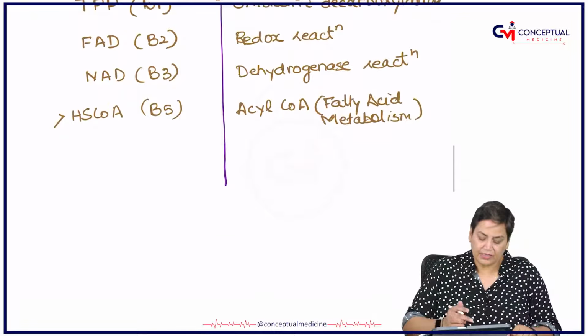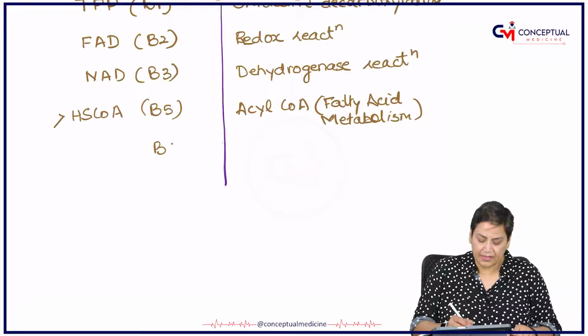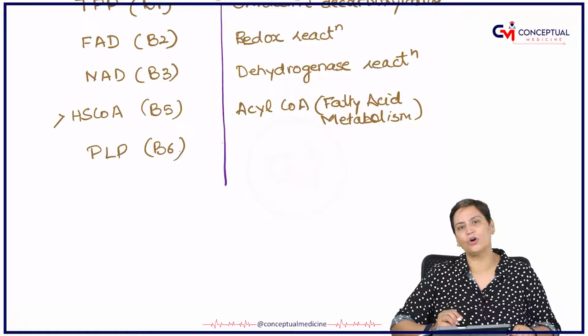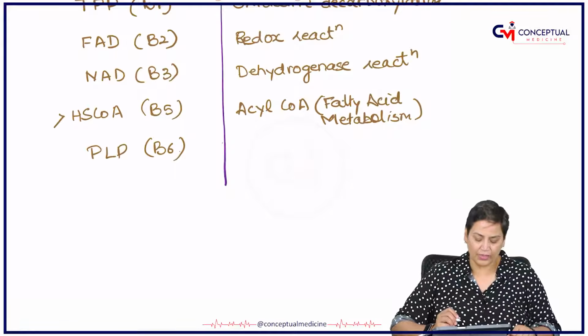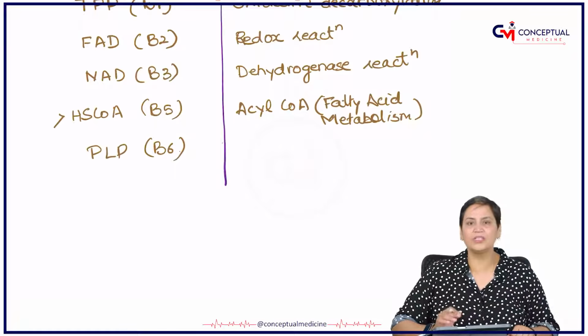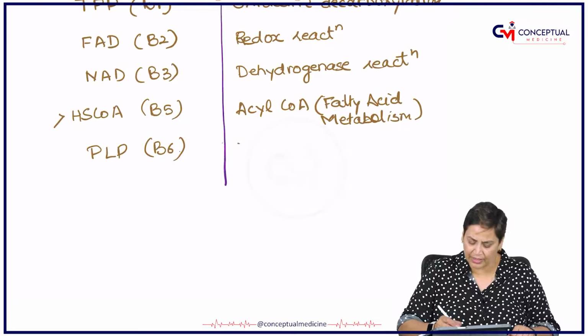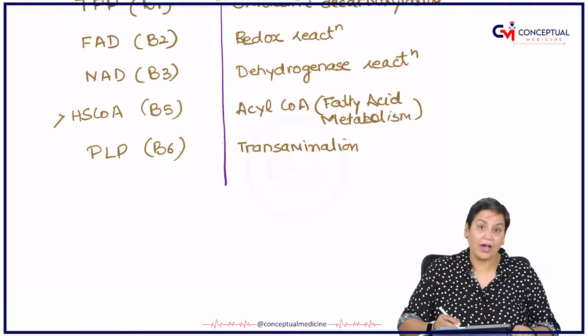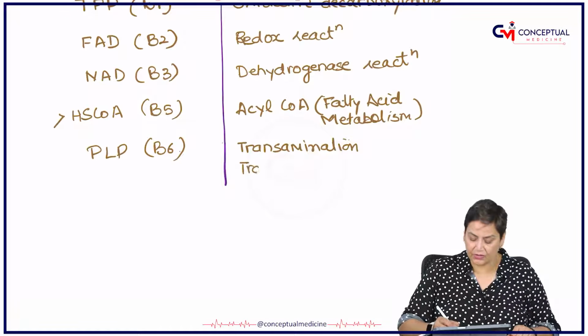Then comes B6, whose active form is PLP, which we call pyridoxal phosphate, or pyridoxamine, or you can simply say pyridoxine. If we talk about the innumerable functions of pyridoxal phosphate, the most important one is transamination. Very, very important. Then transsulfuration, where there is transfer of a sulfur group.